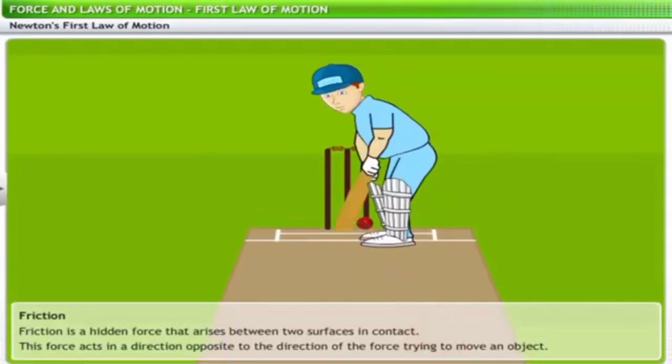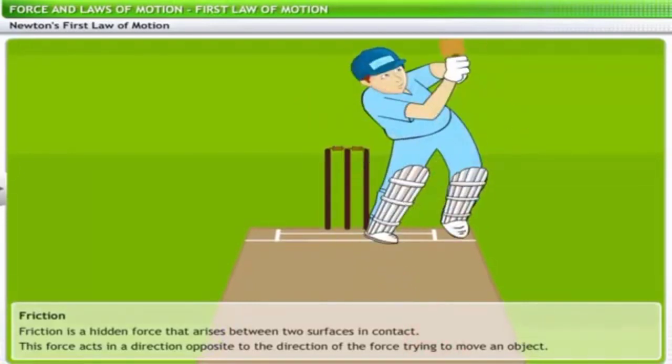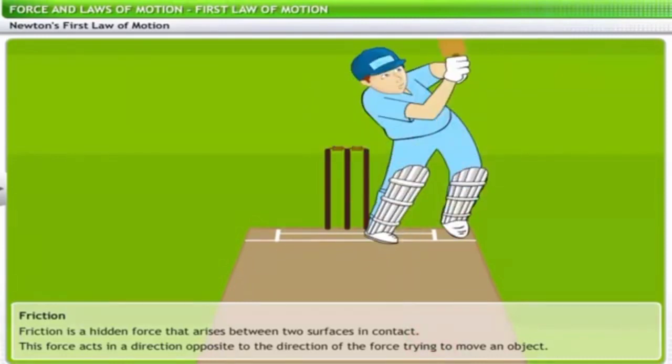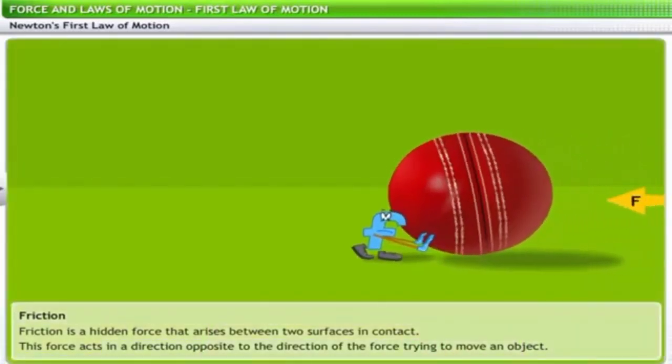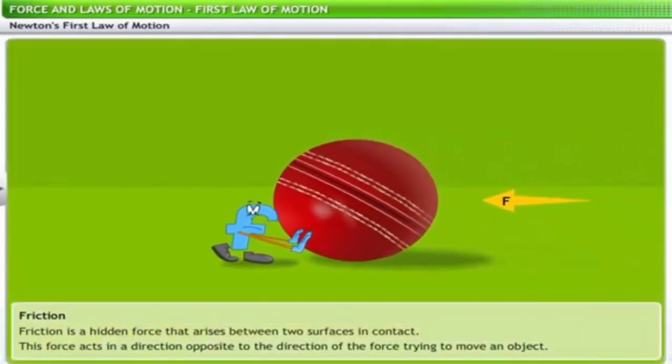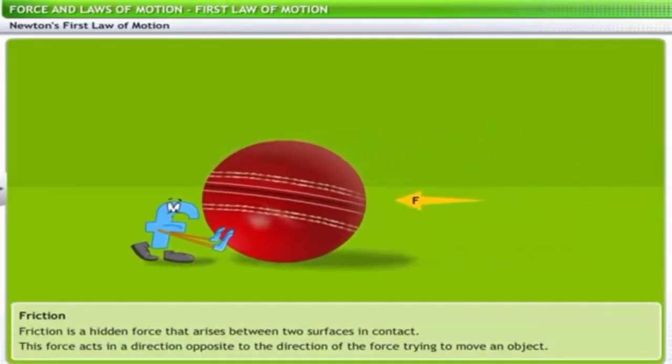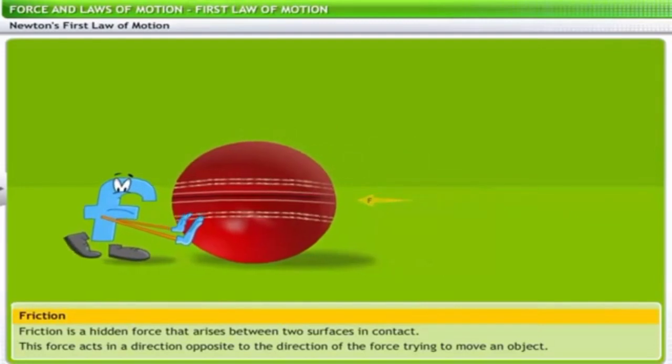You may have questions about the validity of this law. This is not how things really work around you, is it? For example, if a batsman strikes a ball, the ball eventually comes to a stop no matter how forcefully the batsman hits it. This has been explained through the concept of friction.